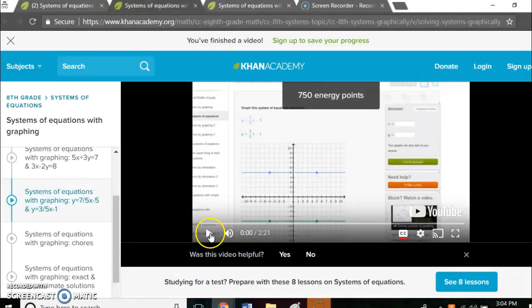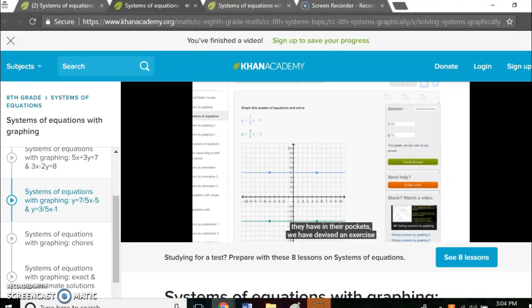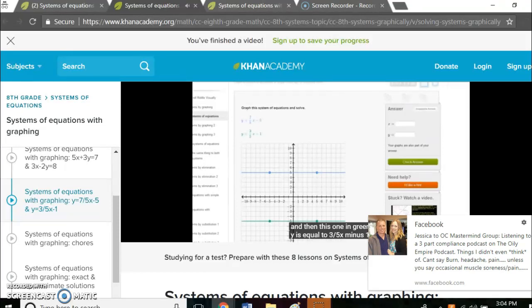All right, so here's what you're going to be doing on some of your homework. Just in case we encounter any more trolls who want us to figure out what types of money they have in their pockets, we have devised an exercise for you to practice with. And this is to solve systems of equations visually. So they say right over here, graph this system of equations and solve. And they give us two equations. This first one in blue, y is equal to 7/5 x minus 5. And then this one in green, y is equal to 3/5 x minus 1.